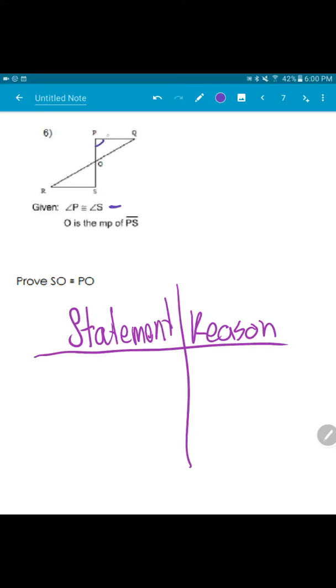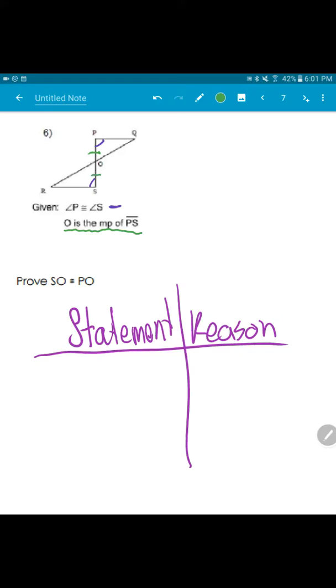I'm just going to label them on here with one loop each because they're the first angle I've seen that's definitely congruent. Our next given piece of information is that O is the midpoint of PS. We realize midpoints are in the middle of a line, which means it divides it perfectly in two. So that means PO is congruent to SO.